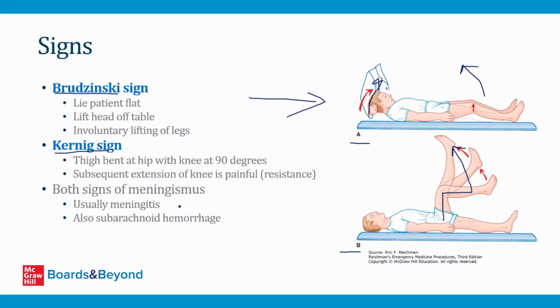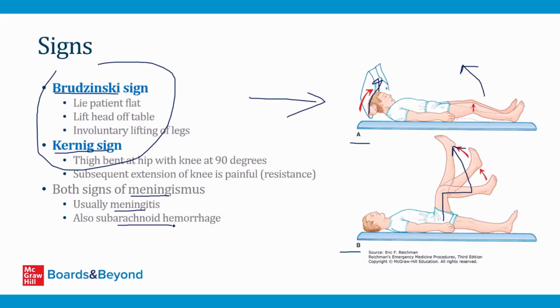Both of these are not actually specific to meningitis. They're actually signs of so-called meningismus, which means irritation of the meninges. Usually that's caused by meningitis, but you can also elicit both of these signs in patients who have a subarachnoid hemorrhage, which I talk about in other videos. In a subarachnoid hemorrhage, one of those blood vessels in the subarachnoid space ruptures, and there's bleeding into the subarachnoid space, and this will cause meningeal inflammation. This can actually produce a clinical picture very similar to meningitis.